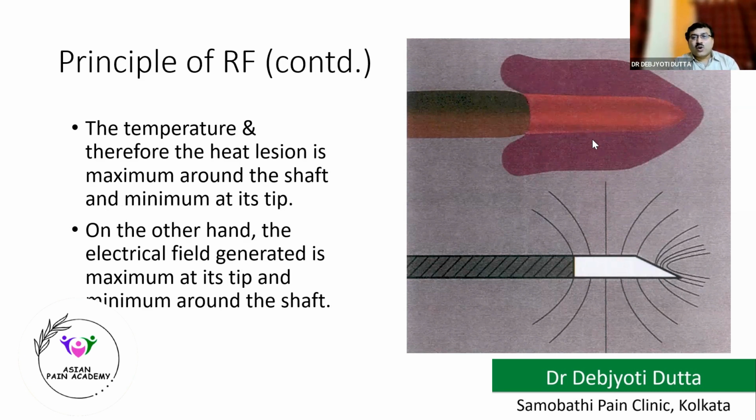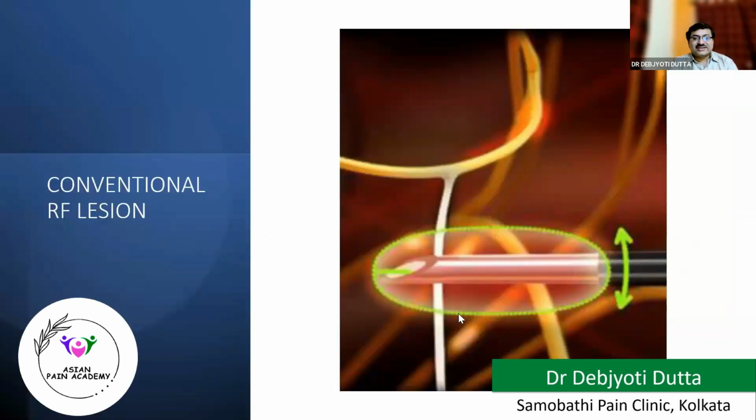The thermal radio frequency effect occurs around the shaft. Remember, at the tip, the radio frequency heating effect is minimal, but the electromagnetic effect is also high at the tip. So while doing a radio frequency, what we are saying is that we should keep the tip close to the nerve. We want to keep the tip parallel to the nerve, so that around the tip there is a 4 millimeter lesion, and within the lesion zone, the nerve should come. But here it should be close to the tip.